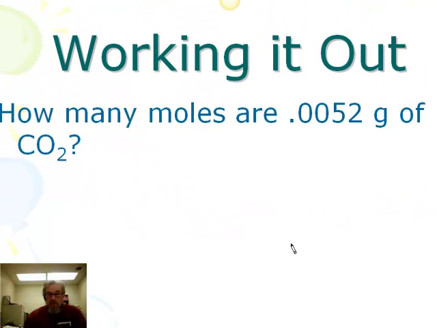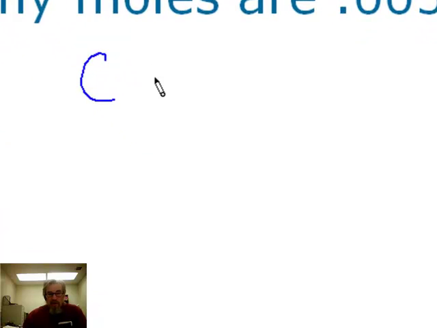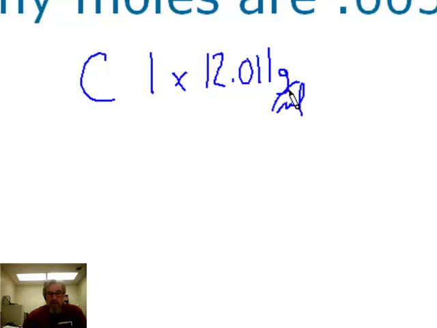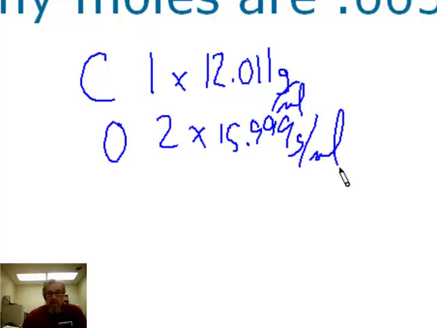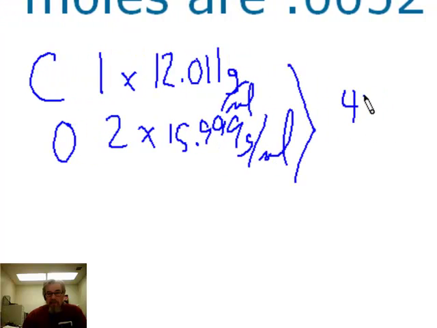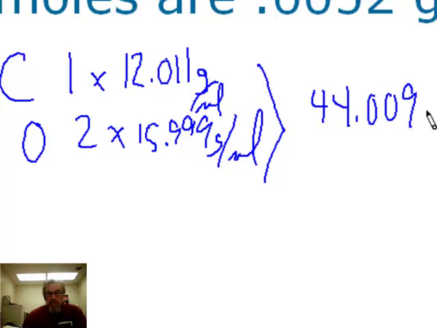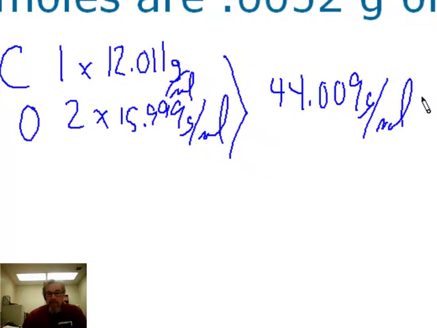You try one. Well, the first thing you have to do is figure out what the molar mass of carbon dioxide is. Carbon, there's 1 mole of it, and its molar mass is 12.011 grams per mole. And the oxygen, there are 2 moles, and it's 15.999 grams per mole. When I sum all this up, I get 44.009 grams per mole. This is the molar mass of CO2.